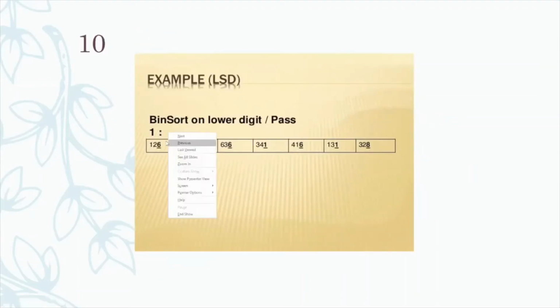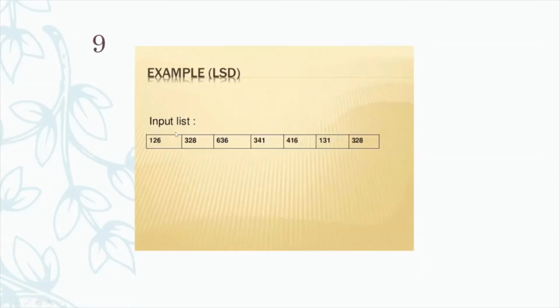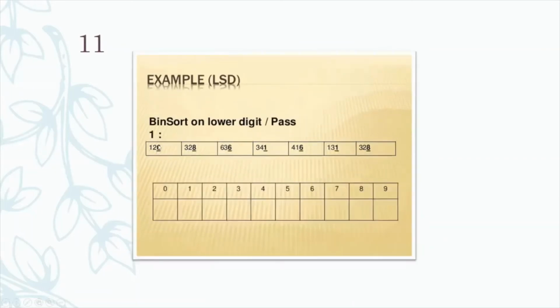We take seven inputs in an array: 126, 328, 636, 341, 416, 131, and 328. Then, as we previously mentioned, we have to start from the LSD. So the LSD digits are 6, 8, 6, 1, 6, 1, 8, and we have to create a count array, as I previously mentioned in the algorithm.